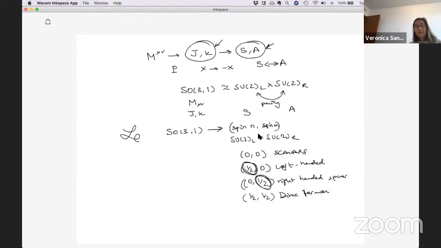Think that the dimensions carried by these representations are matrices of order 2s plus 1. So for scalars, it will be simply a function. For this, there will be a 2x2 matrix, the same for this, and this has to be 4x4 matrices, which are precisely the gamma matrices you use in your usual quantum field theory, whereas these 2x2 matrices are the Pauli matrices.